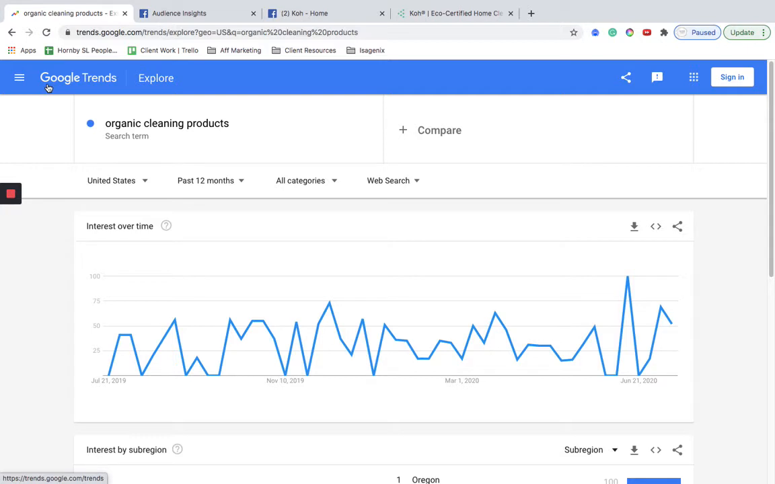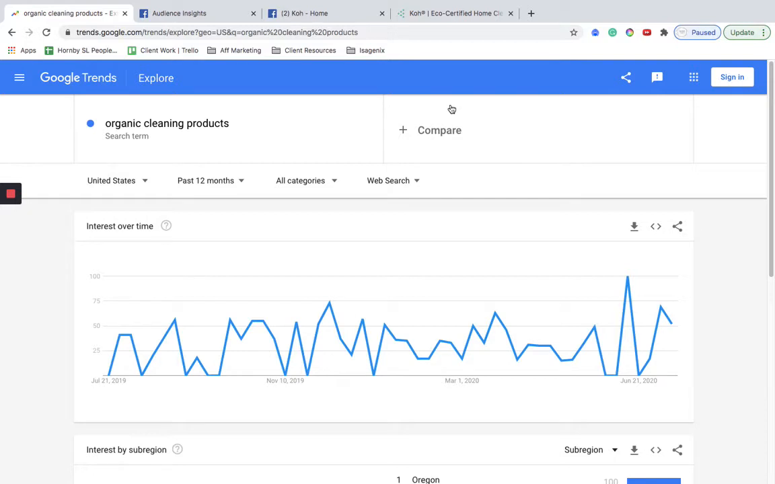I try and go for that lowest hanging fruit first. Now you can compare topics as well. So I could click here and search for another topic, and you can spend a lot of time searching the trends and finding different patterns. So I recommend starting your search here and trying to identify the what and the where. So what are people searching for and where are they searching?